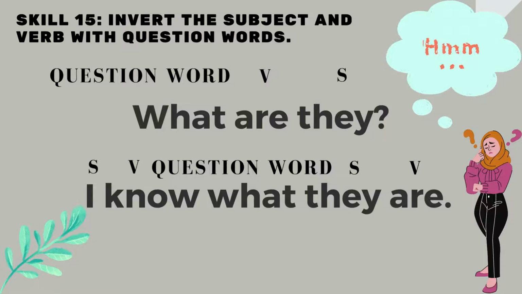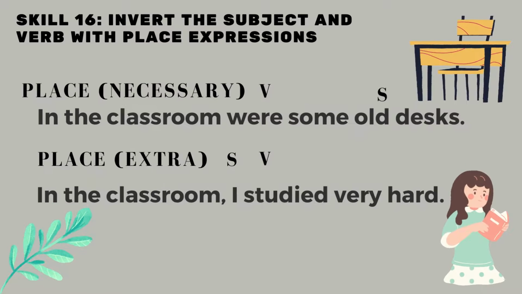My name is Carla and I will explain the following skills. Skill 15. Invert the subject and verb with question words. When the question word introduces a question, the subject and verb are inverted. For example, what are they? When the question word connects two clauses, the subject and verb that follow are not inverted. For example, I know what they are.